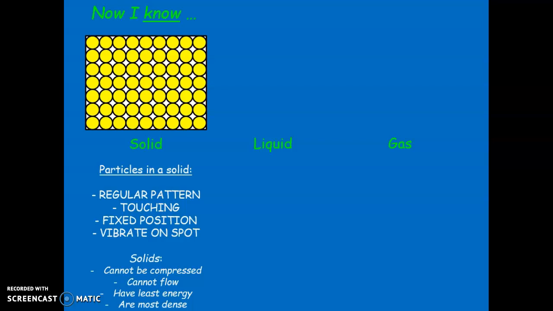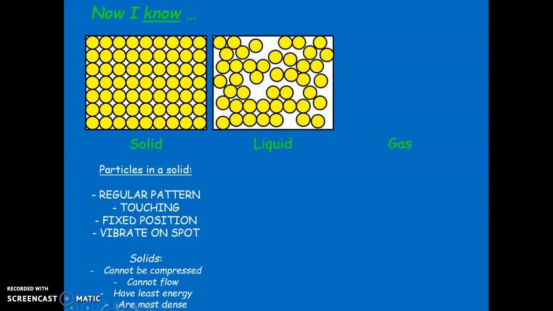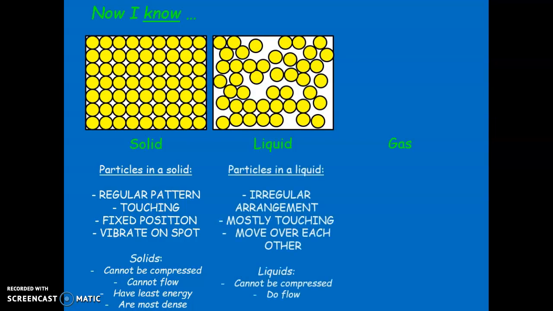Liquids. In a liquid, you can see that the particles are still mainly touching, but this time around, they're not in a nice, neat pattern. They're in what we call an irregular arrangement. They are mostly touching, but now they have some space to move over each other. For this reason, liquids can flow.